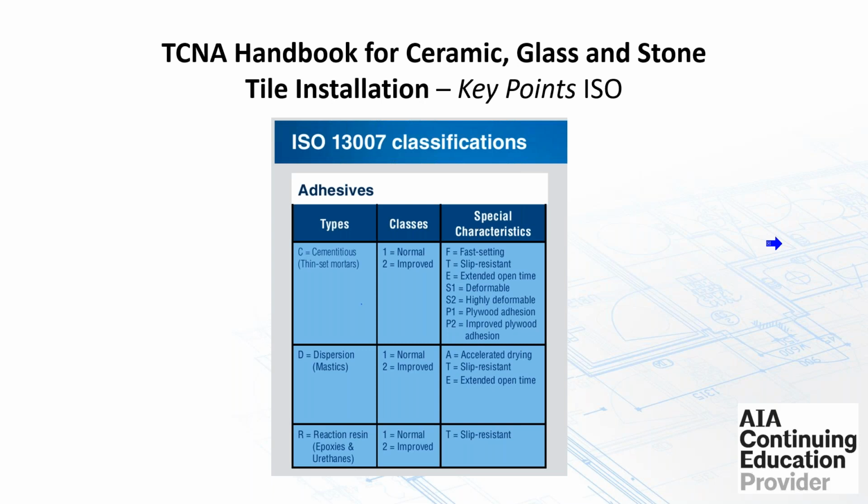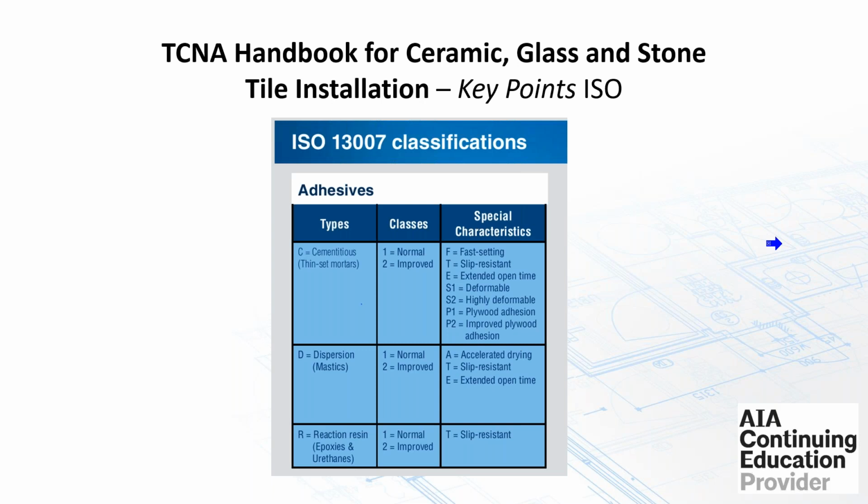These next two are two that we don't currently have in the ANSI handbook, but S1 is for deformable or flexible type mortars. S2 is for highly deformable or highly flexible mortars. P1, plywood adhesion, and P2, improved plywood adhesion. So you could have a cementitious mortar, C2, S2, so improved, very premium cementitious mortar that has good flexibility or allows for deformation.